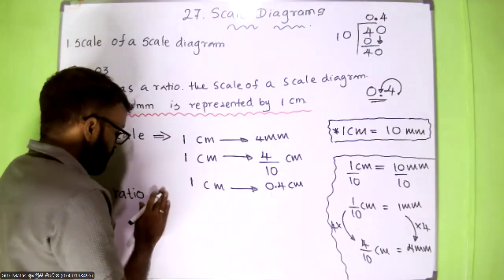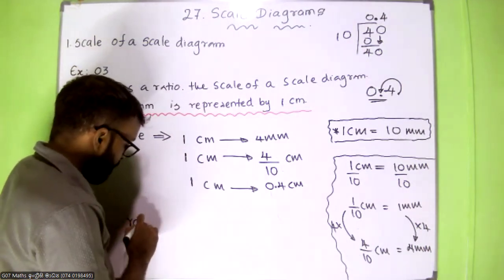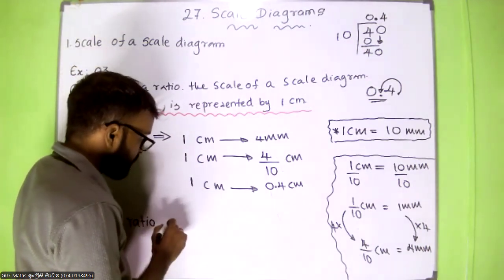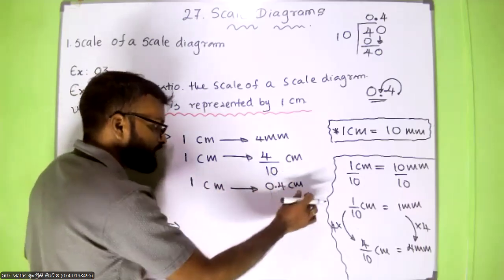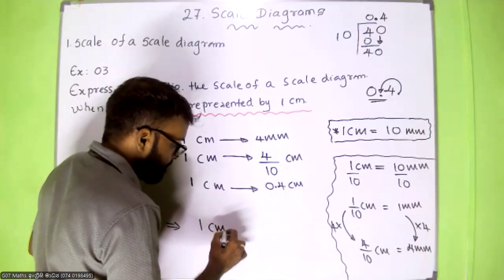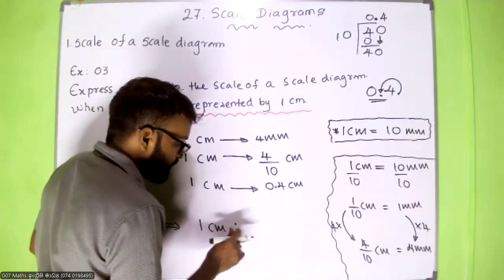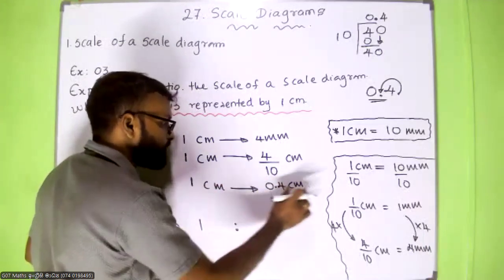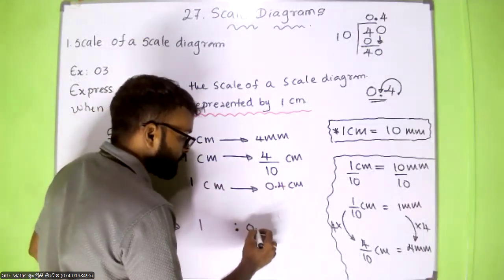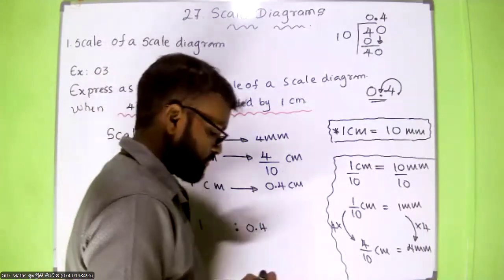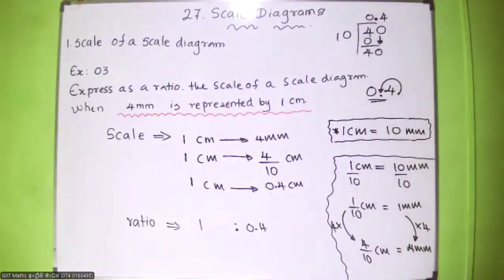So your ratio can be written as 1 centimeter to 0.4 centimeters. No need to use centimeter because both of the units are the same. So 1 to 0.4. Please write this down. Clear.